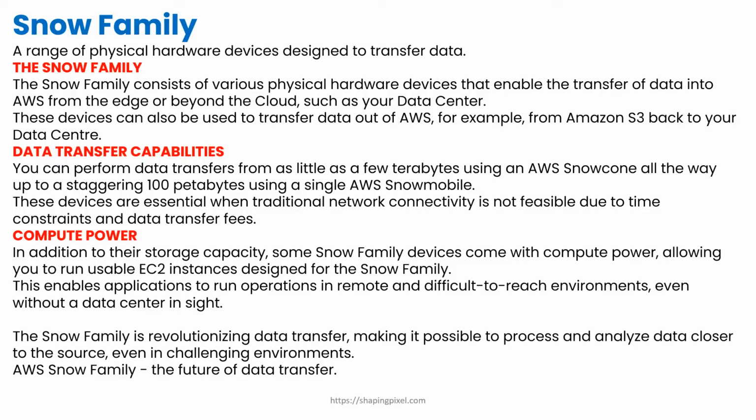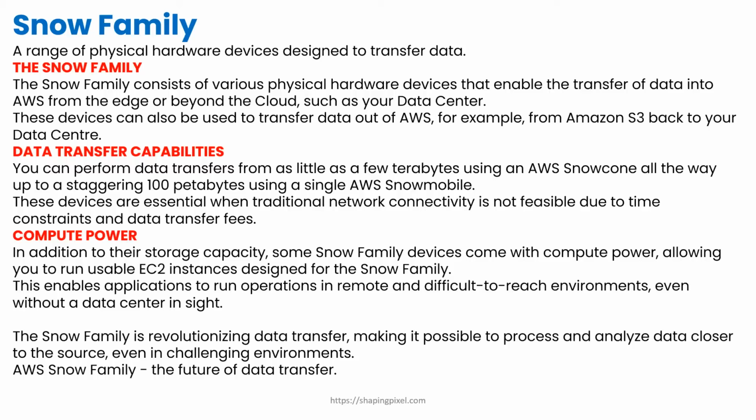So let's dive into the Snow Family in AWS, a range of physical hardware devices designed to transfer data. The Snow Family consists of various physical hardware devices that enable the transfer of data into AWS from the edge or beyond the cloud, such as your data center. These devices can also be used to transfer data out of AWS, for example, from Amazon S3 back to your data center. You can perform data transfers from as little as a few terabytes using an AWS Snowcone all the way up to a staggering 100 petabytes using a single AWS Snowmobile.